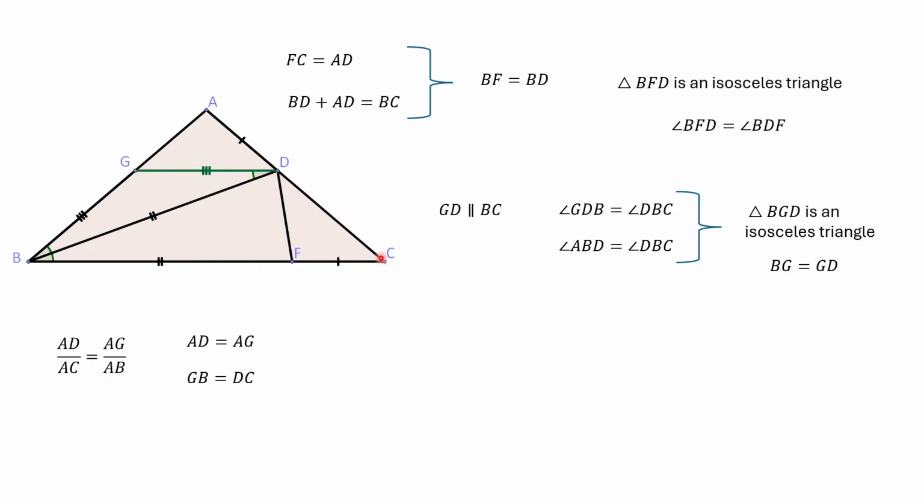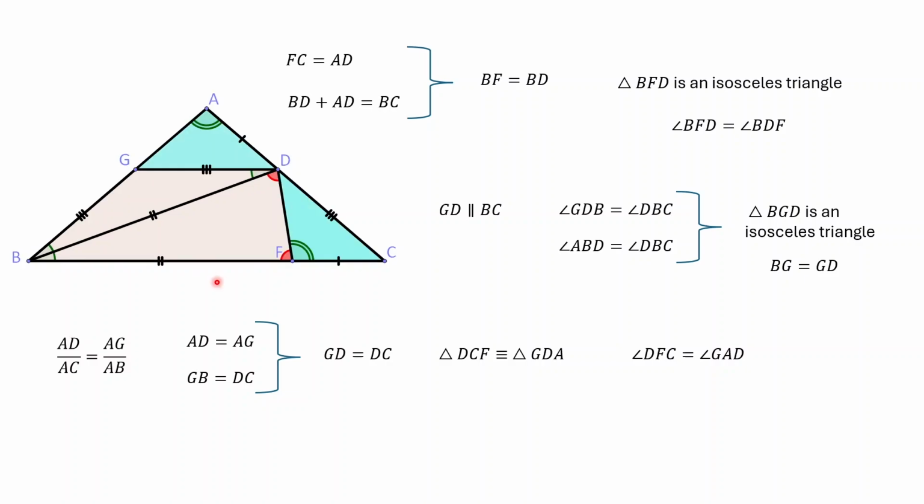All right. Now, if we look at these two triangles, we see that DC is equal to GD. This angle is equal to this angle because these two are parallel. And FC is equal to AD. So these two triangles are identical. This is what I have written here. These two triangles are identical. And because of that, we know that angle DFC is equal to angle A. This is what I have shown in this picture.